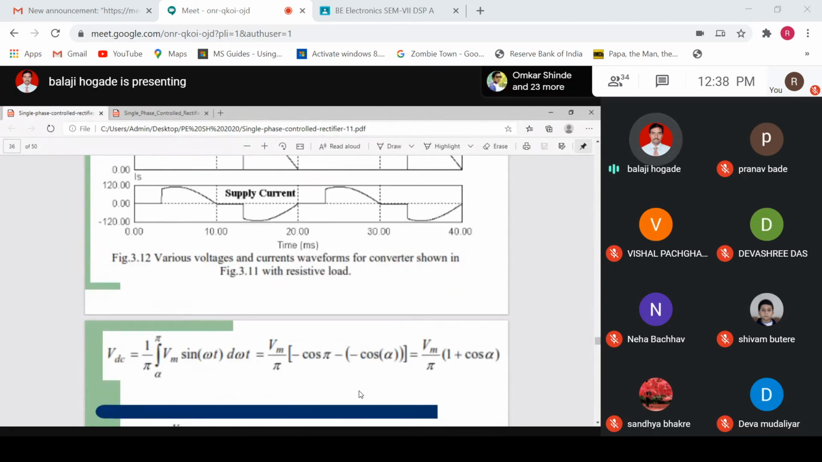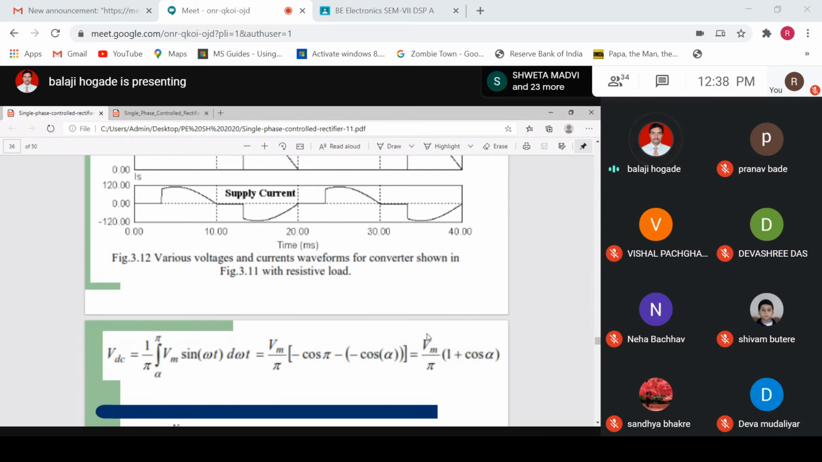Okay, this is the equation for output voltage. VDC is equal to 1 by pi integral from alpha to pi of Vm sin omega t d of omega t, which is equal to Vm by pi into minus cos pi minus of minus cos alpha. After simplification, you will get Vm by pi into 1 plus cos alpha.